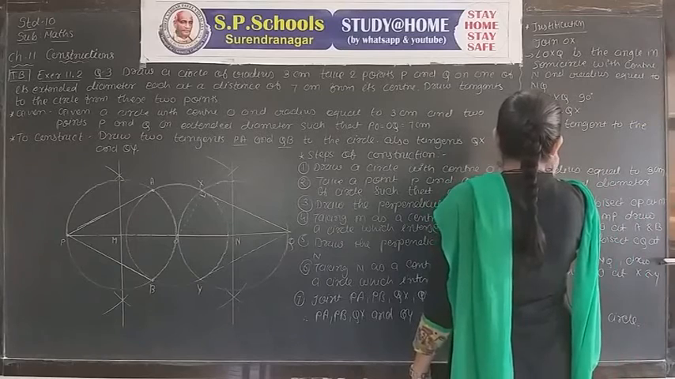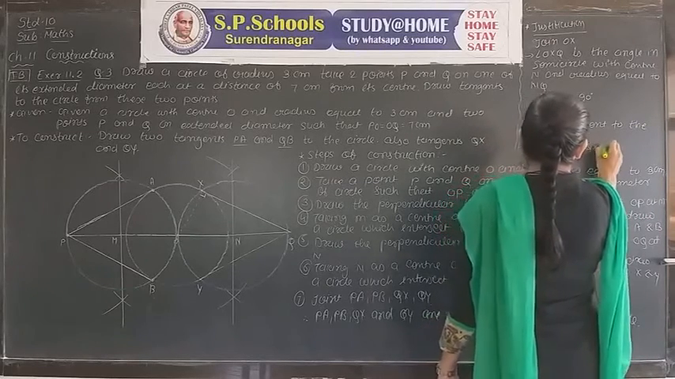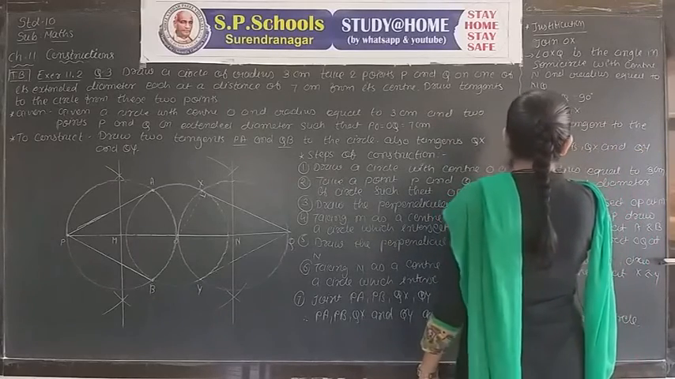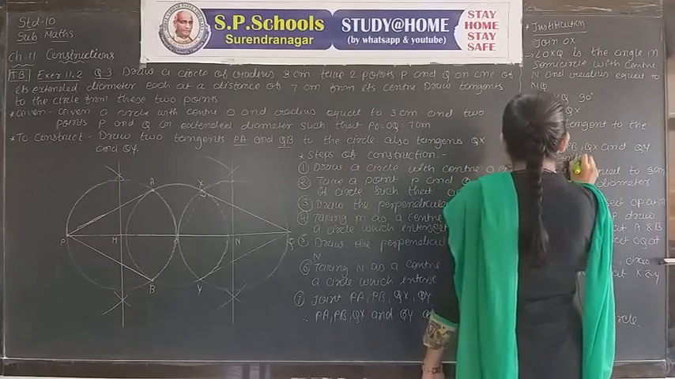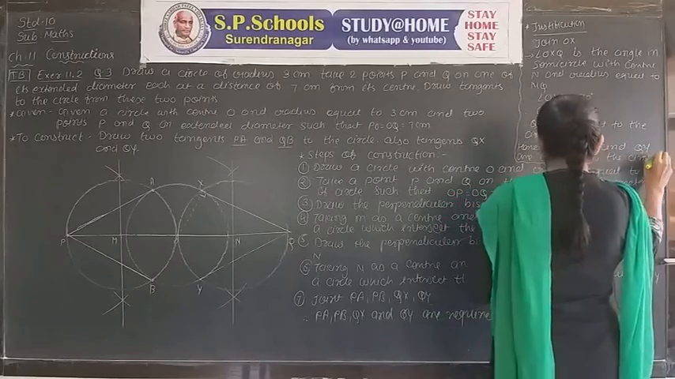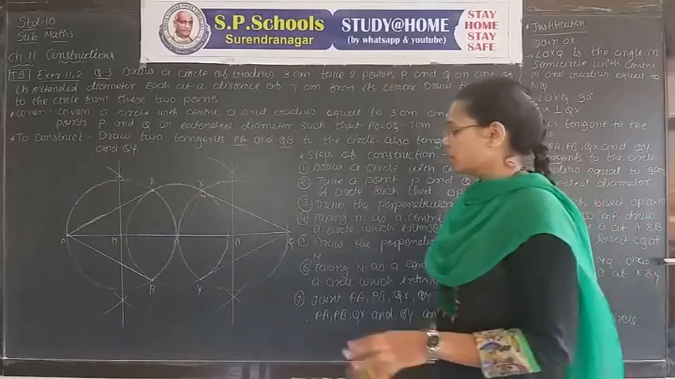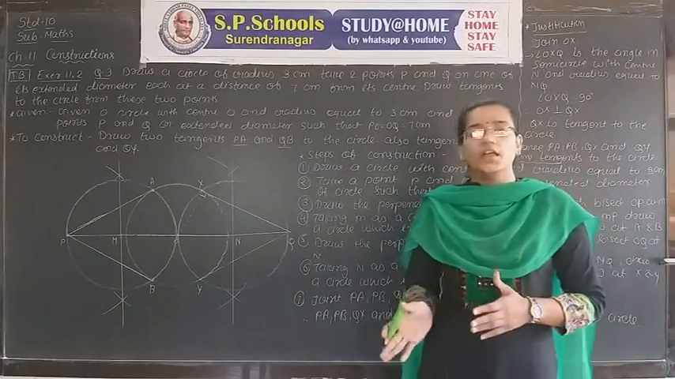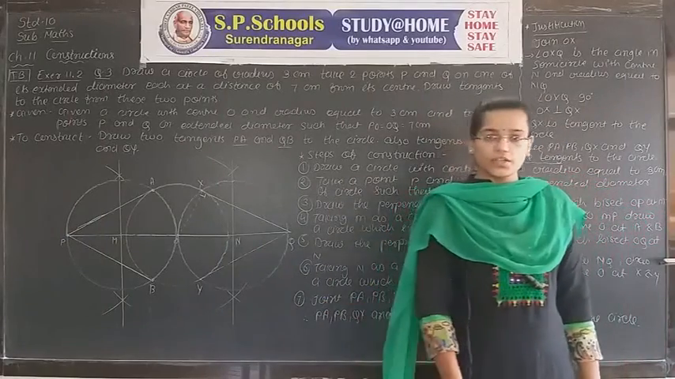Hence, PA, PB, QX and QY are tangents to the circle. Hence, question number 3, the third construction from exercise 11.2, is completed. Now we meet in the next session. We will start our new construction, question number 4.